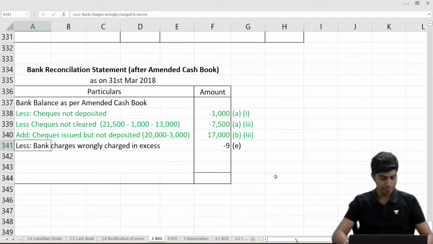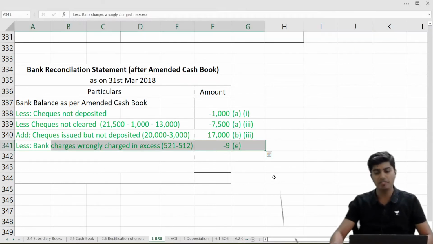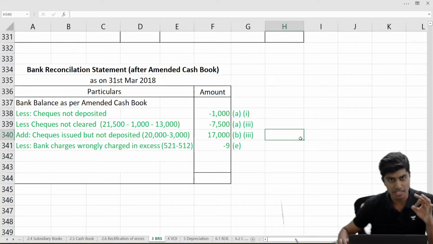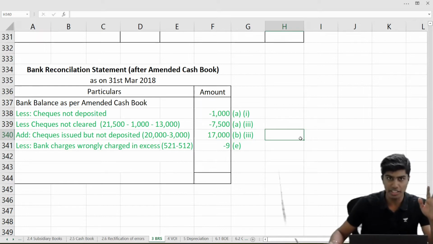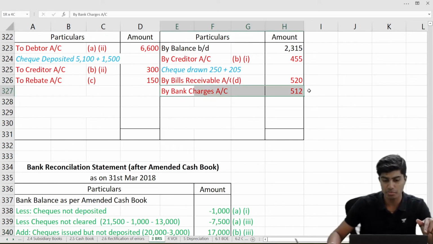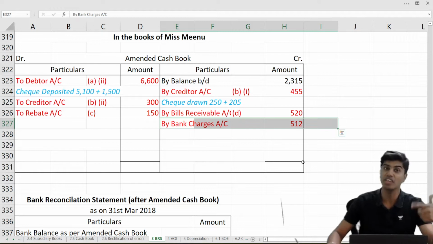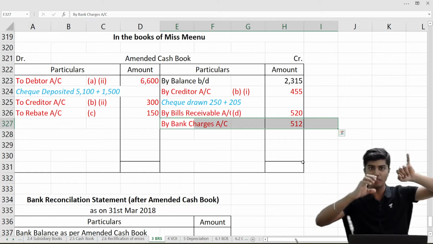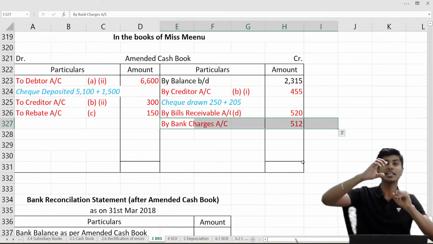Did you guys understand? So this error is a timing difference as well as a non-timing difference. The correct amount of bank charges is 512 rupees. This is not recorded in the cash book, so we now record in the cash book bank charges 512. And in the passbook, instead of writing 512, they have written 521. So more amount is deducted, because of which cash book is now reduced by 512, and passbook has reduced by 521. 9 rupees excess is deducted in the passbook.